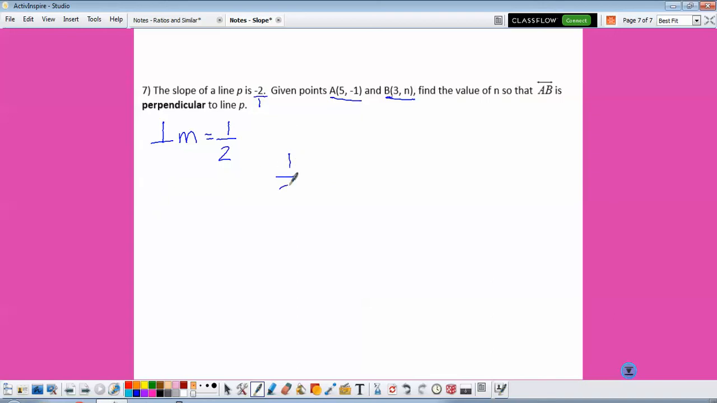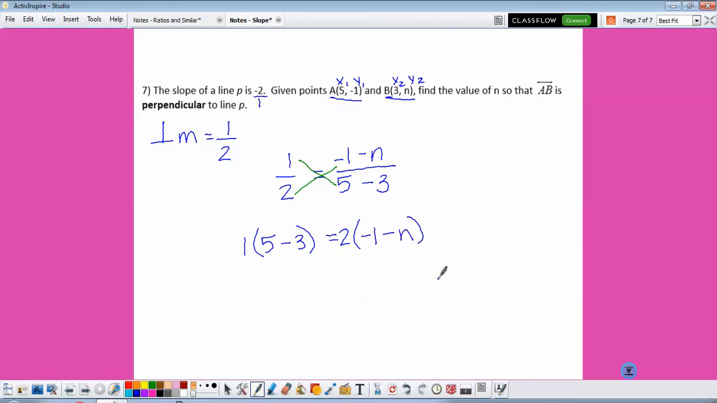So we know that 1/2 has to equal our slope formula. So x1, y1, x2, y2. So we know that -1 minus n over 5 minus 3 has to come out to equal 1/2. So we're going to cross multiply. We're going to have 1 times 5 minus 3 equals 2 times -1 minus n. 5 minus 3 is 2, and 1 times 2 is 2.